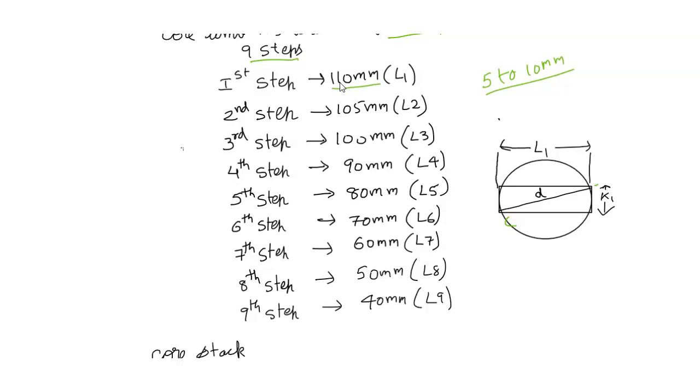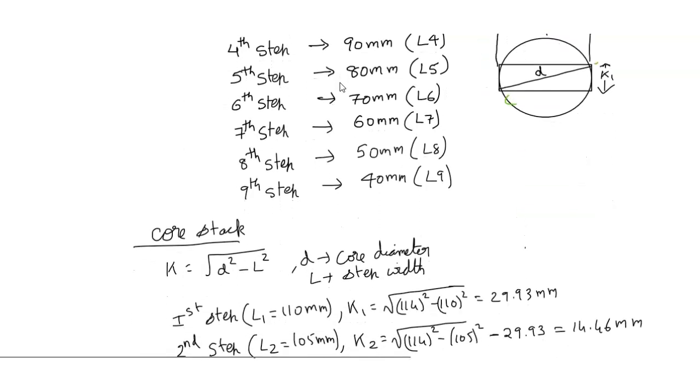Then we got the width of each one, right? Now we are trying to calculate the thickness of the stack, the stack thickness for each width. Like for 110, how much thickness do I have to put? It's not made up of only one layer, right? It is a group of layers, and we have to know how much thickness to put. For that we are using the Pythagoras theorem.